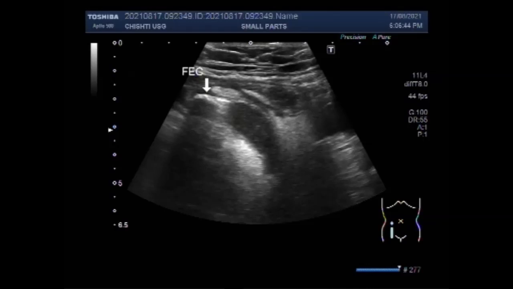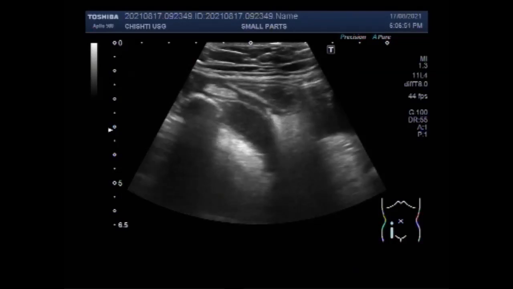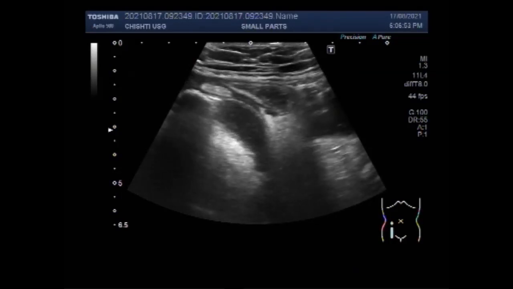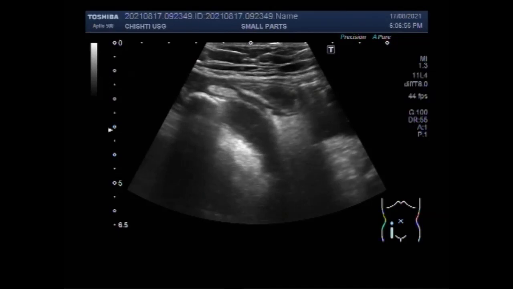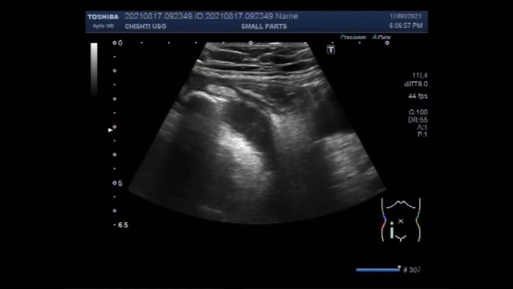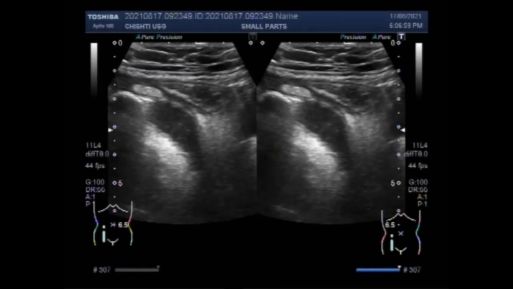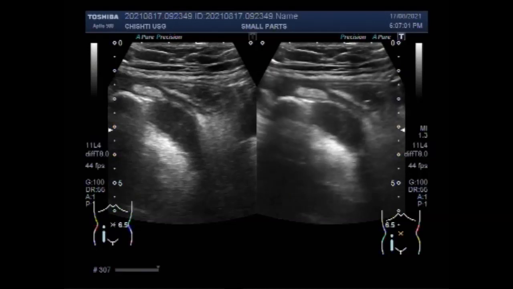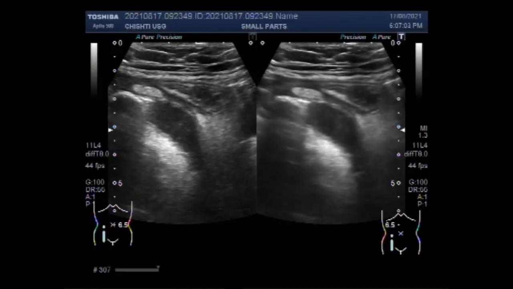When you sweep the probe around, you can see a longitudinal view of the tubular structure. Bowel walls are thin, both ends of the tubular structure are blunt. By applying some pressure with the probe, you can see the structure is not compressible, it doesn't collapse.